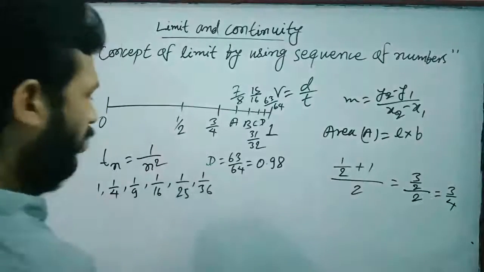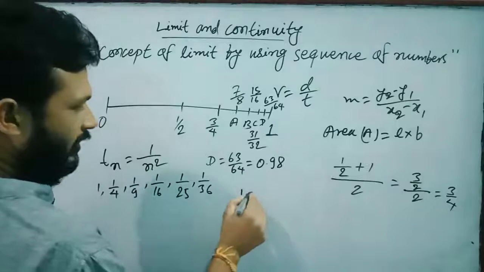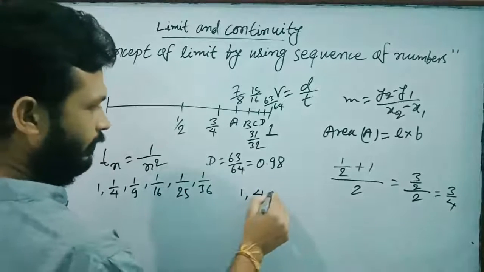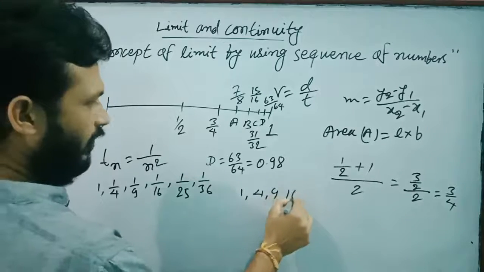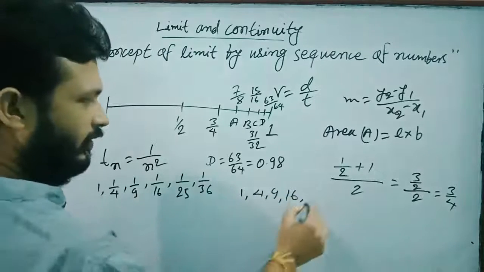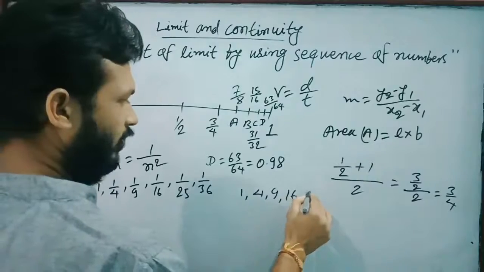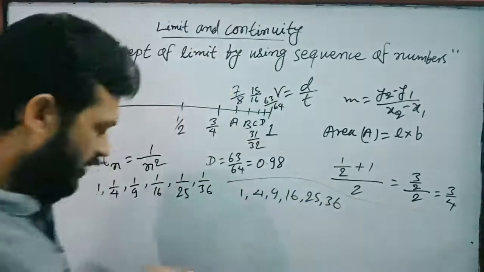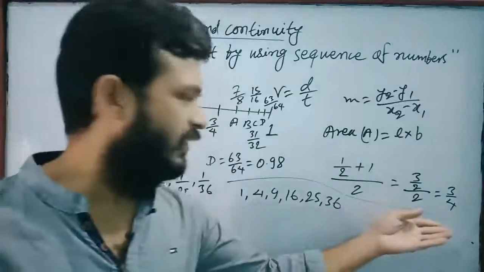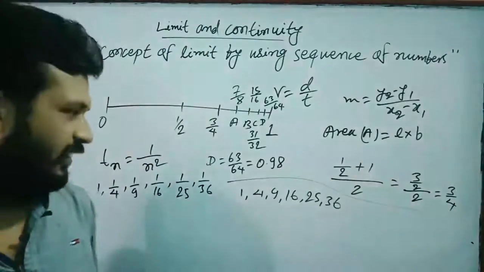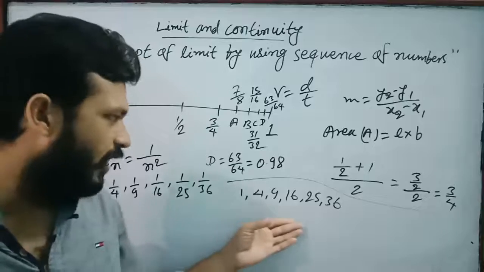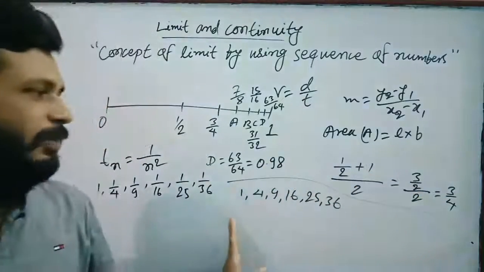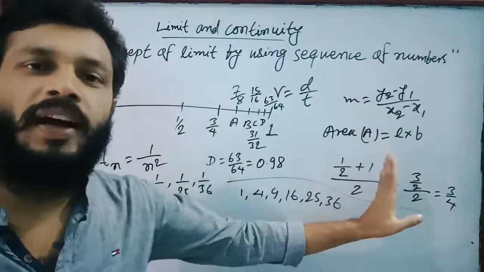Okay, but we have a sequence 1, yes, 4, then 9, 16, yes, then 25, 36. In this sequence, each term is increasing. Yes, in this sequence, each term is increasing. So its limit value will be what?